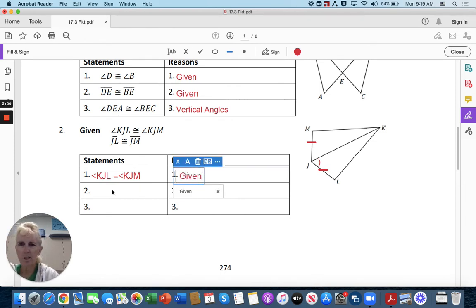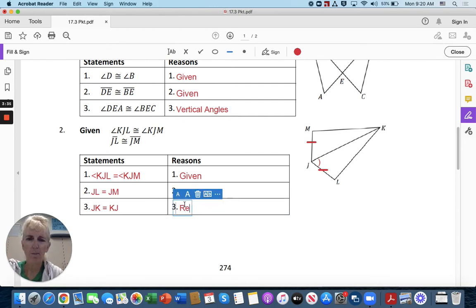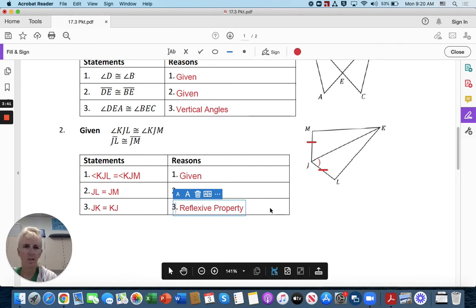Okay, the next one we're going to do is anything else that's given, and we're going to say that JL is congruent to JM, and that is also given. Again, anything they give you, you should write in here as part of your proof. So we could also say that JK is congruent, not just equal, to KJ. And why do we know that JK is equal to KJ? That is known as the reflexive property. Okay, and we're done with that one.